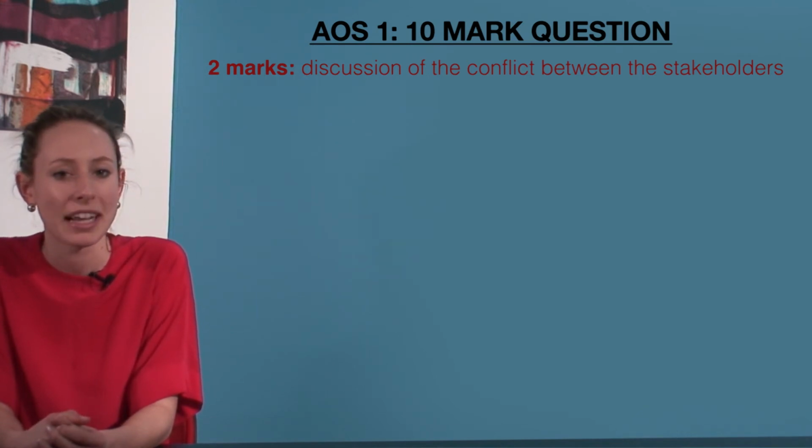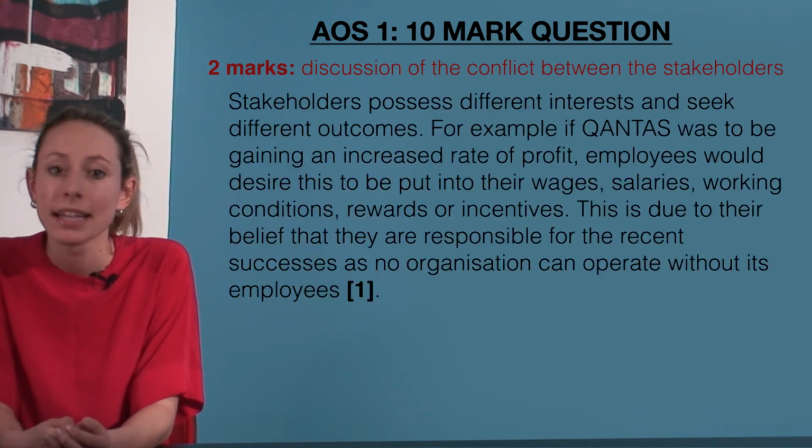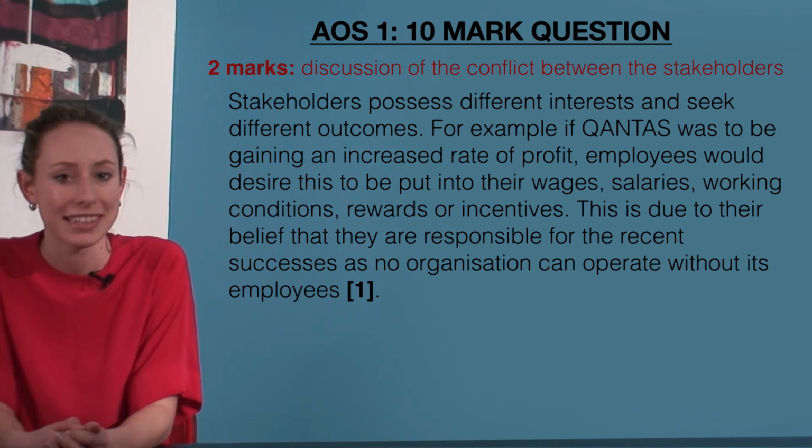This section could also be answered in a separate paragraph. A detailed example being, stakeholders possess different interests and seek different outcomes. For example, if Qantas was to be gaining an increased rate of profit, employees would desire this to be put into their wages, salaries, working conditions, rewards, or incentives.